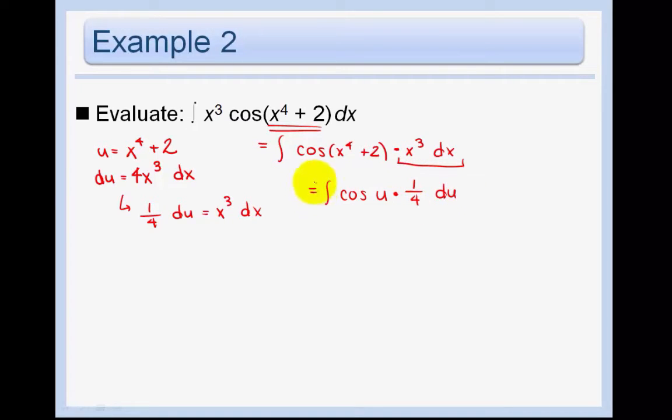Just going to pull the constant out because you can always do that, right? And the antiderivative of cosine is just sine. Don't forget your plus c, and then go back and put in your x's. So u was x to the fourth plus 2.